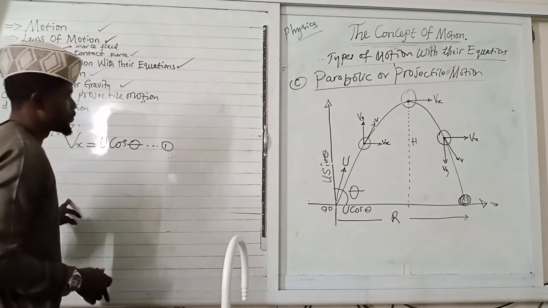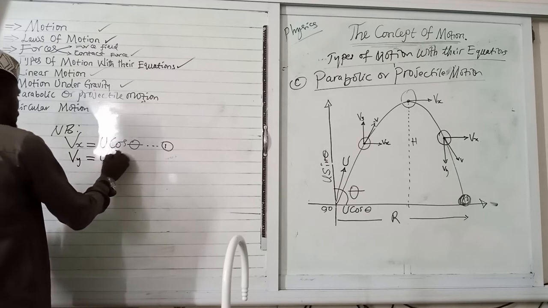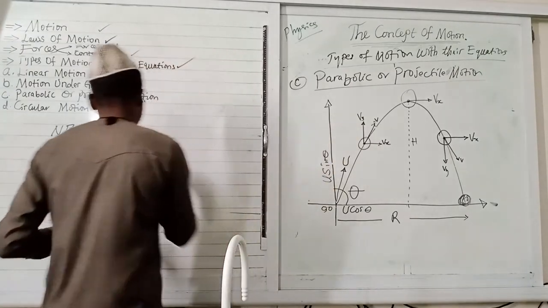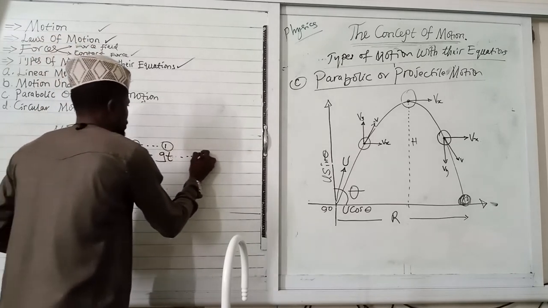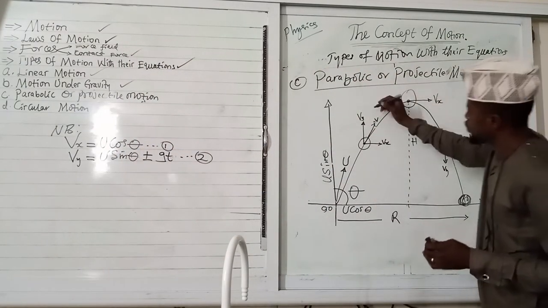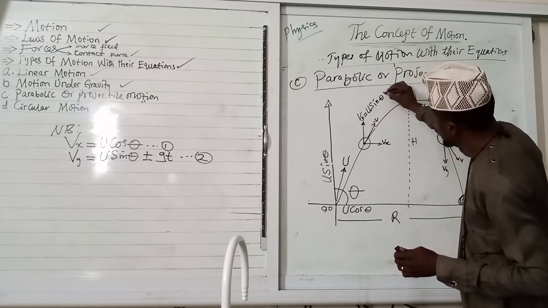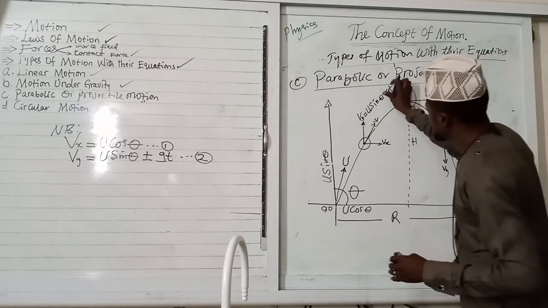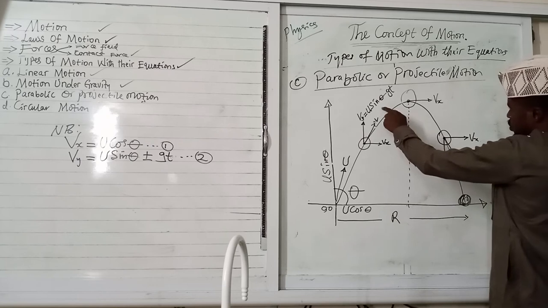Yes, we are good. So we write that the vertical component Vy of a projectile is given as u sine theta. Because we say it changes with time and also with gravity, we write minus gt. We call this equation number two. So it means that when an object is going up, we use Vy is equal to u sine theta minus gt. Sorry, minus gt. When an object is going up against gravity, we make use of this.